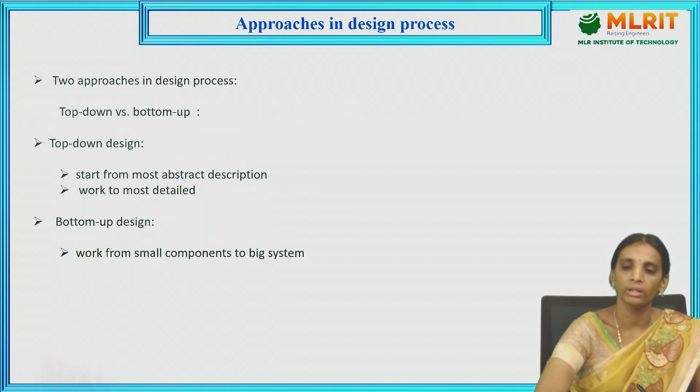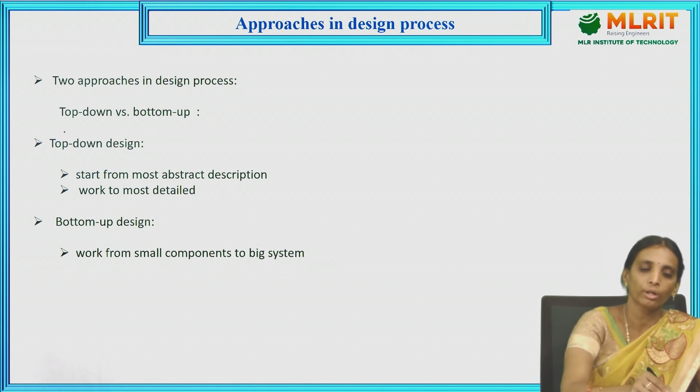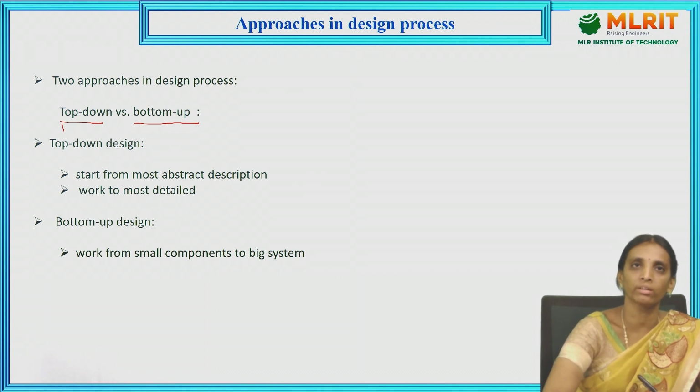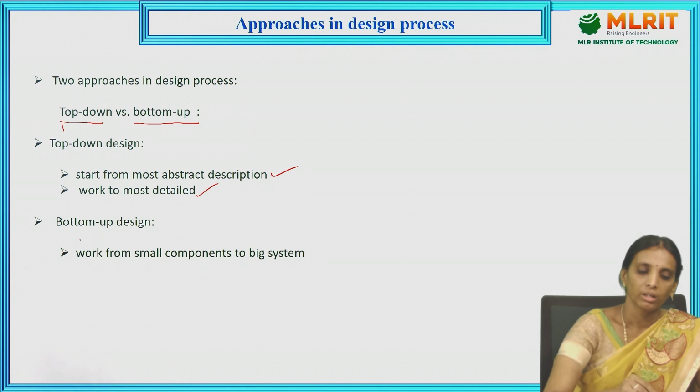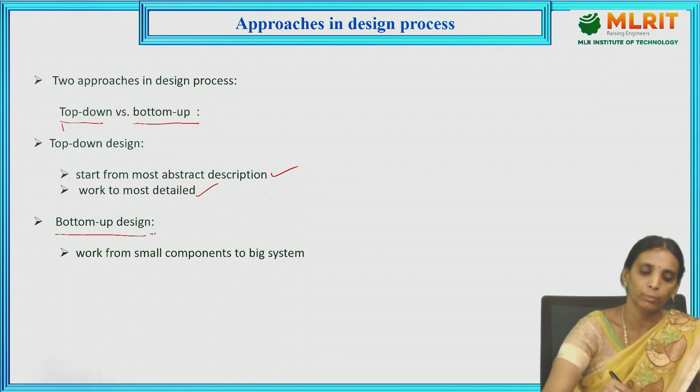Next, the main design process. There are two approaches in the design process: one is the top-down approach, and the other is the bottom-up approach. In the top-down approach, we start from the abstract description or the requirements, and end with the total design, with the device. In the bottom-up design, we take the entire module as one small component and continue with that component, extending the features of the existing design.